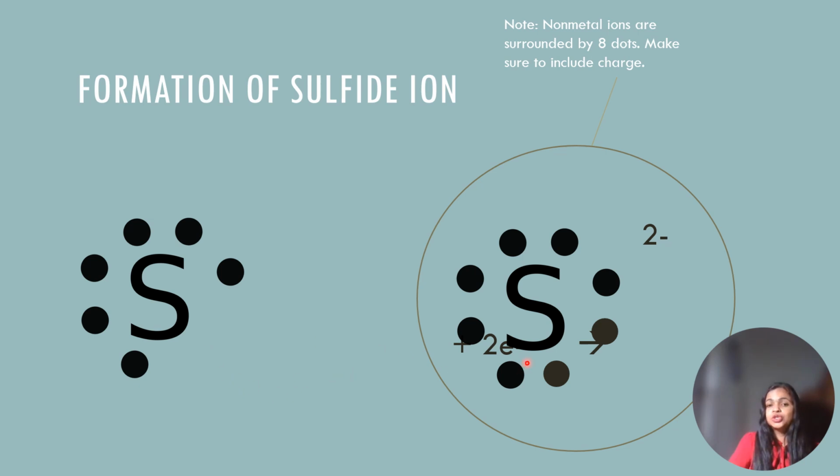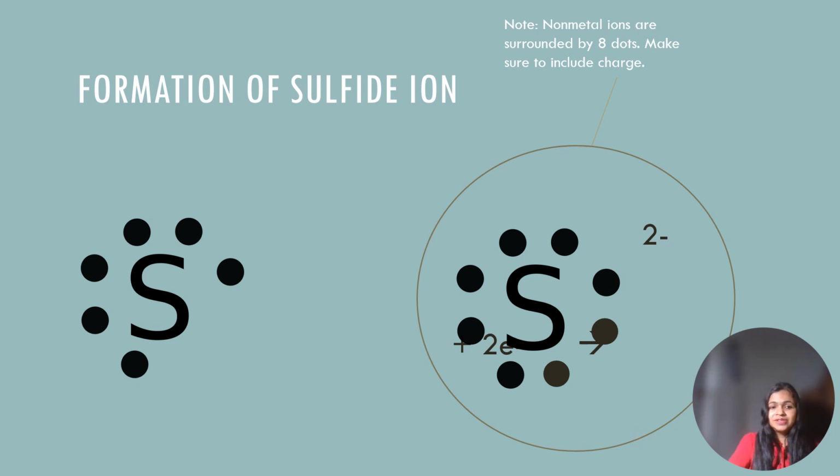So it's going to gain 2 electrons. After gaining 2 electrons, sulfur acquires a 2 negative charge, and this gives a stable configuration to sulfur. 1, 2, 3, 4, 5, 6, 7, 8. And of course, that's going to happen during the formation of bonds. So this is just representing how it's going to gain 2 electrons from another atom to become stable.